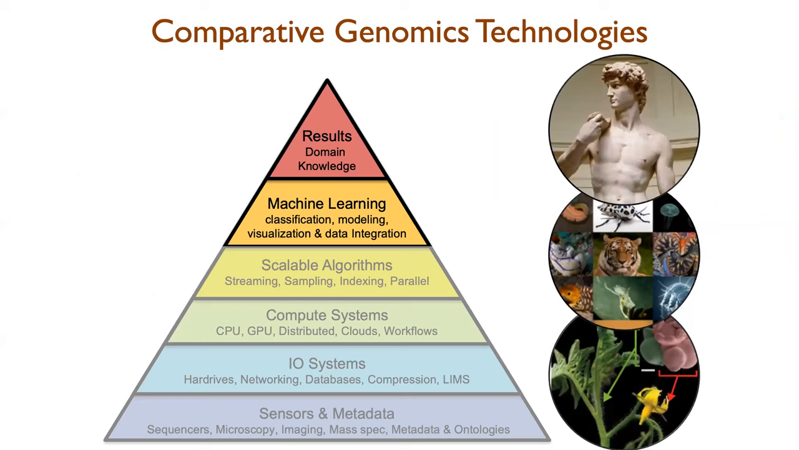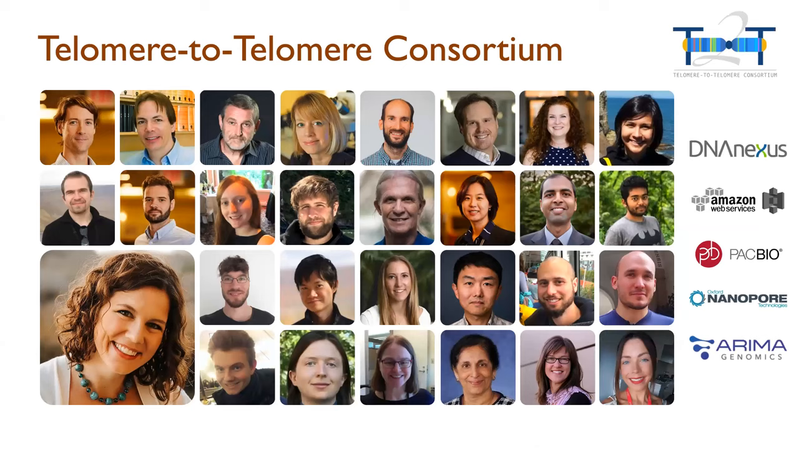Okay, so we talked about some of the sensors, some of the machine learning and algorithms that can be used. Let's talk about some of the novel biology that we've been able to discover recently using these techniques. This is part of a very large international consortium called the Telomere to Telomere Consortium. This is led by Adam Phillippy at NHGRI and Karen Miga at UC Santa Cruz. I'm one of many members trying to improve upon the human reference genome and see how it improves biological discovery.